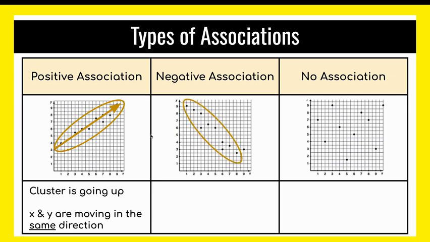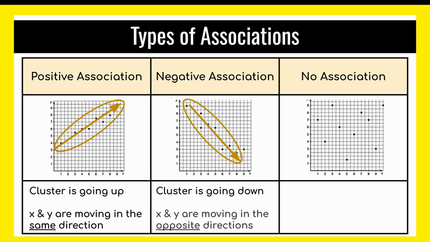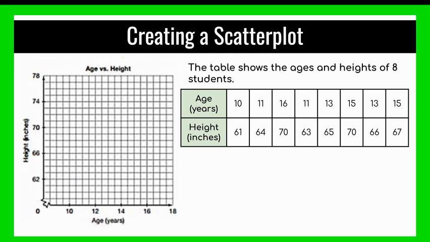If you look at the middle graph, we seem to have a negative association because, again, as you read the graph from left to right, the points seem to be going down. X and Y are moving in opposite directions. So as X is increasing, the Y values are actually decreasing. No association is basically when you just threw a bunch of points on the graph. So that is no association. The data is scattered and does not form a pattern.